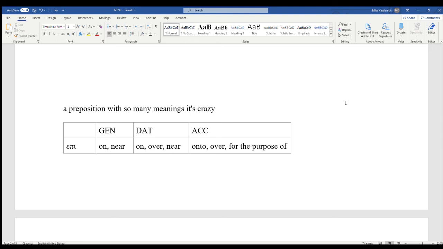So that's a little peek at ancient Greek's prepositions. They have a ton of prepositions that use any number, 1, 2, or 3, of the cases. It's worth looking up, but there we go.